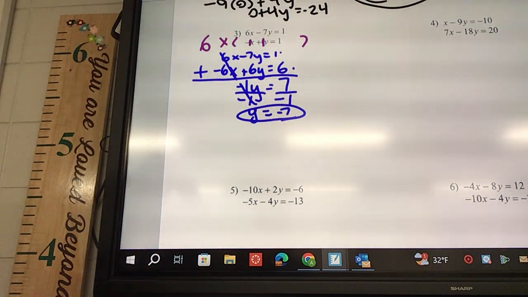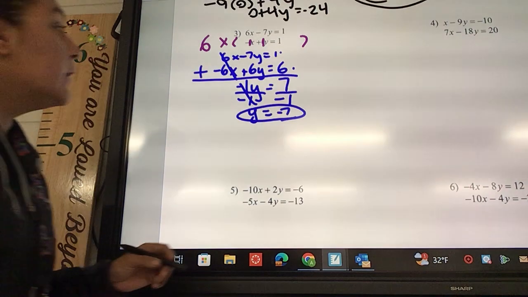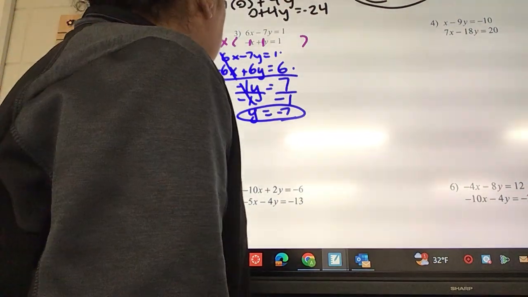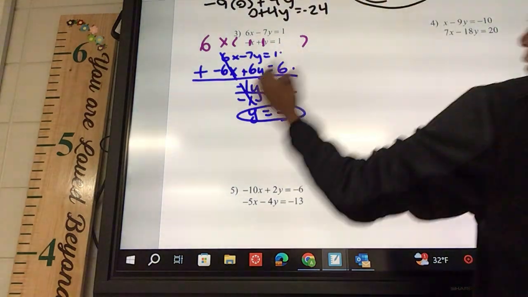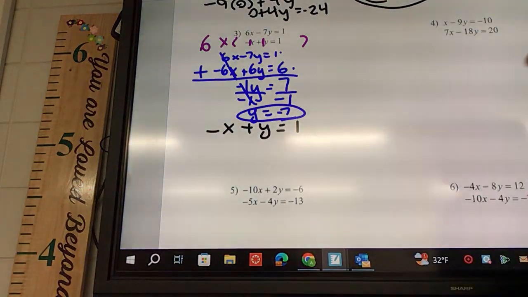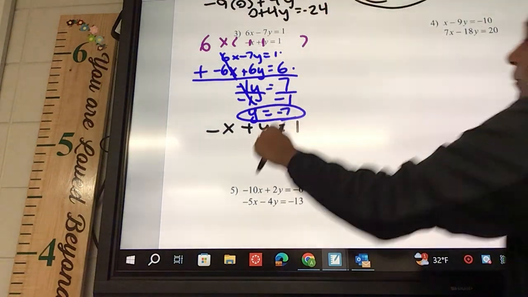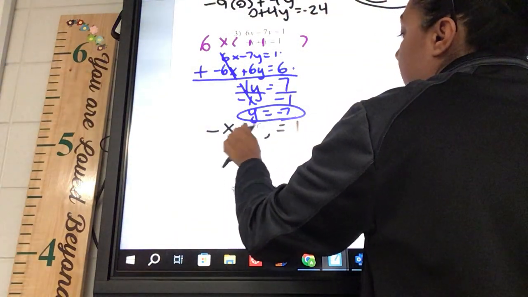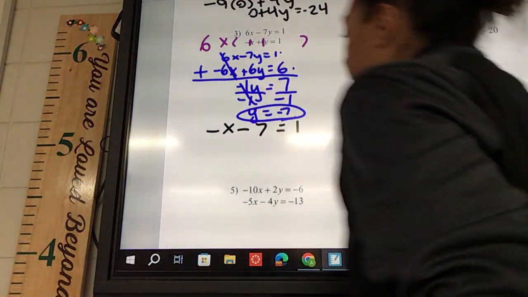Okay, and then from there, we're going to take it and plug it into one of our original equations. Would you like to use equation 1 or equation 2? 2. Okay, so 2 says negative x plus y equals 1. Which variable do we know? The y. So wherever the y is at, I can put what instead? Negative 7. Okay, and so it's really going to look like negative x minus 7 equals 1.